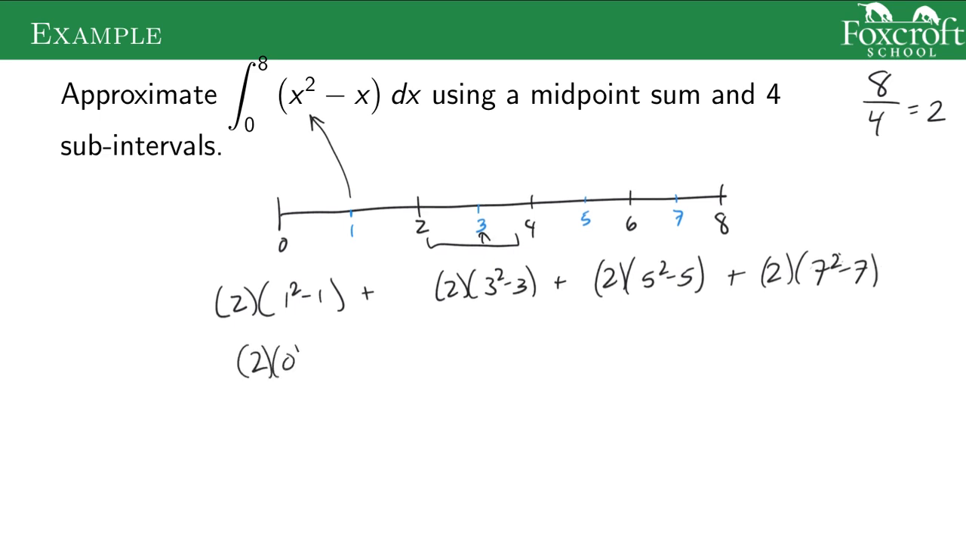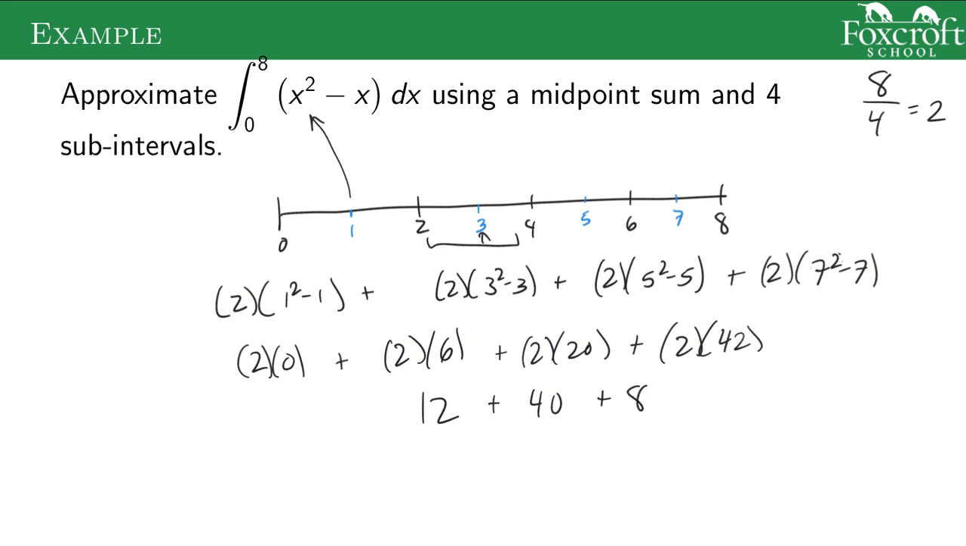This is 2 times 0. This is 2 times 6. 2 times 20. And 2 times 42. Right. So 12, 40, 84. 52 and 84 is 136. So that's an estimate using the midpoint sum. So you see it's basically the same process we were doing with left and right hand sums, just one extra calculation: once you have your intervals, you have to pick out the midpoint for each one as well.